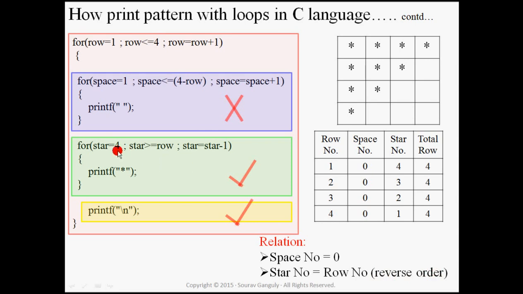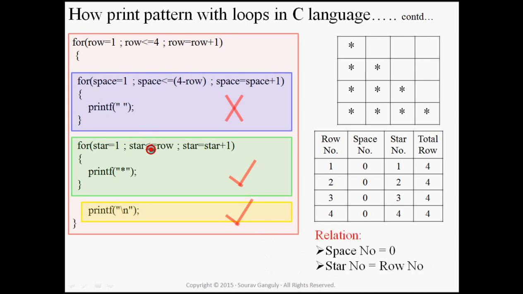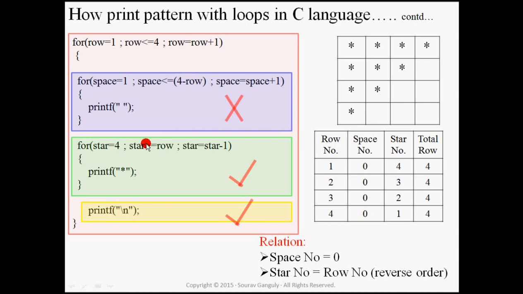That means in this program we change here. We initialize star with the row number and then decrease the value of star, and we are checking this condition greater than or equal to. In the previous section we used less than or equal to. Check it. We used less than or equal to, and in this program we change it to greater than or equal to. That means it will reverse this program. Now let's just check the example.